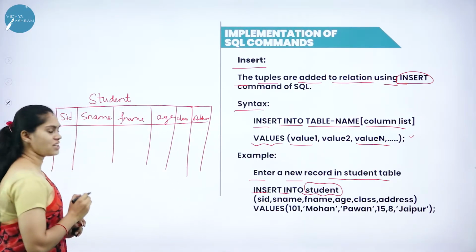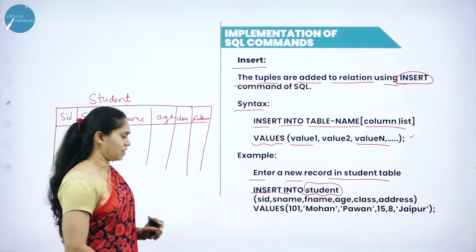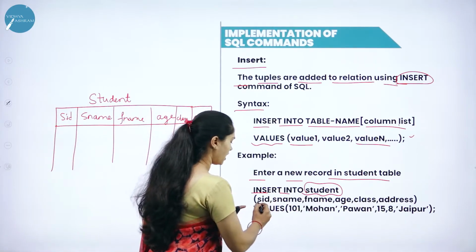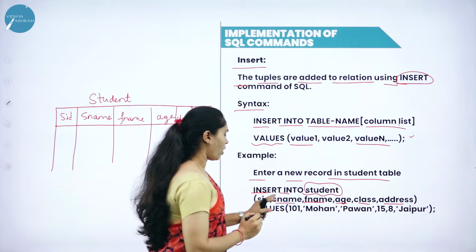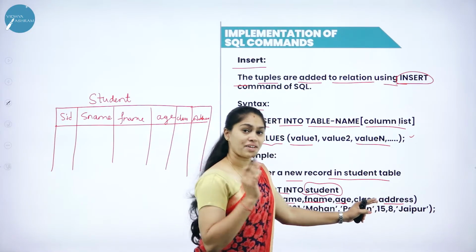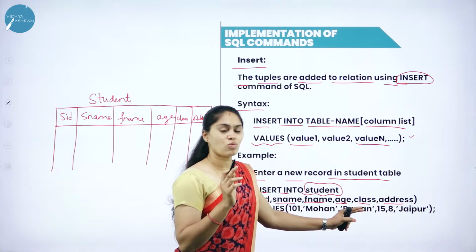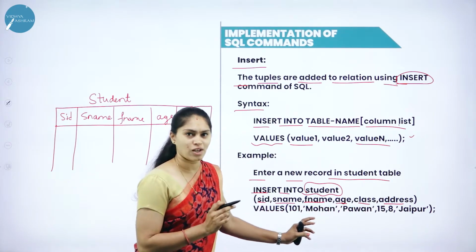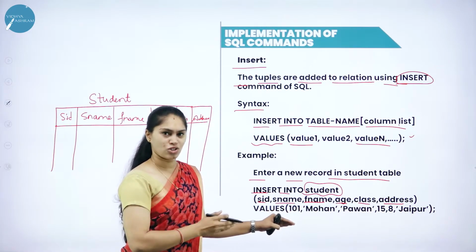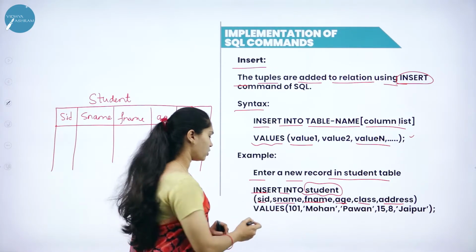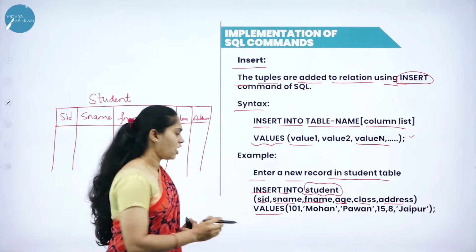So what I wanted to insert now? I wanted to insert one tuple. So insert into student SID, S name, father name, age, class, address. 1, 2, 3, 4, 5, 6. We have 6 columns. That means what? We must have 6 values for these 6 columns. It should not be greater than that. It should not be lesser than that. So what are the values I am taking?